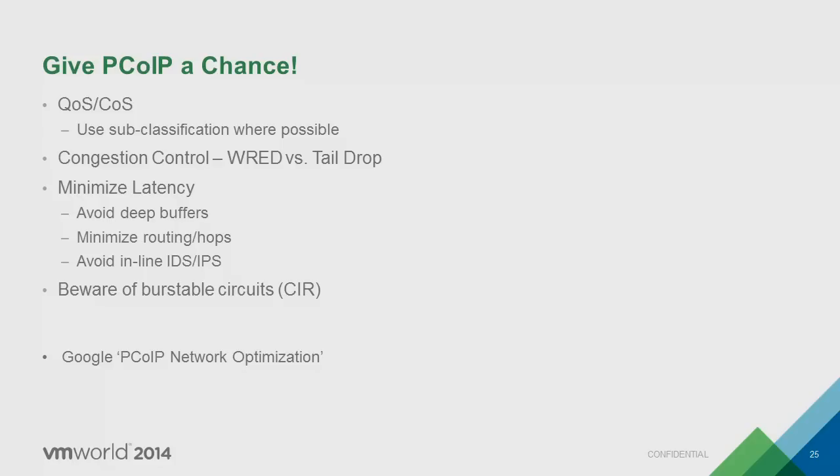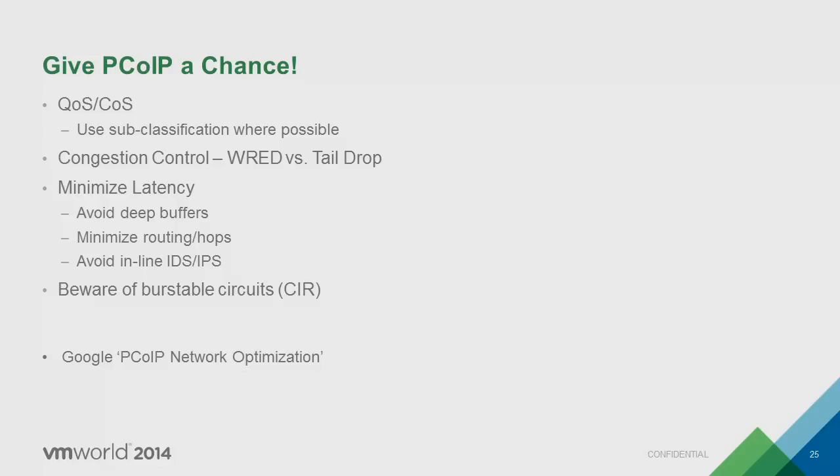So we want to look to minimize any routing and any hops that you have in your network where it's possible. Every piece of hardware your network traffic needs to go through is going to add a layer of latency. So if we can reduce the number of hops, then that will ultimately reduce some latency.